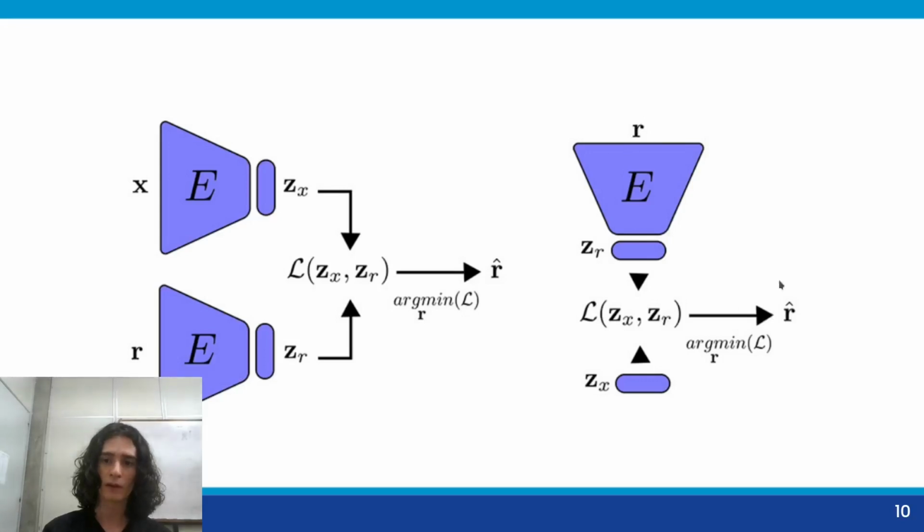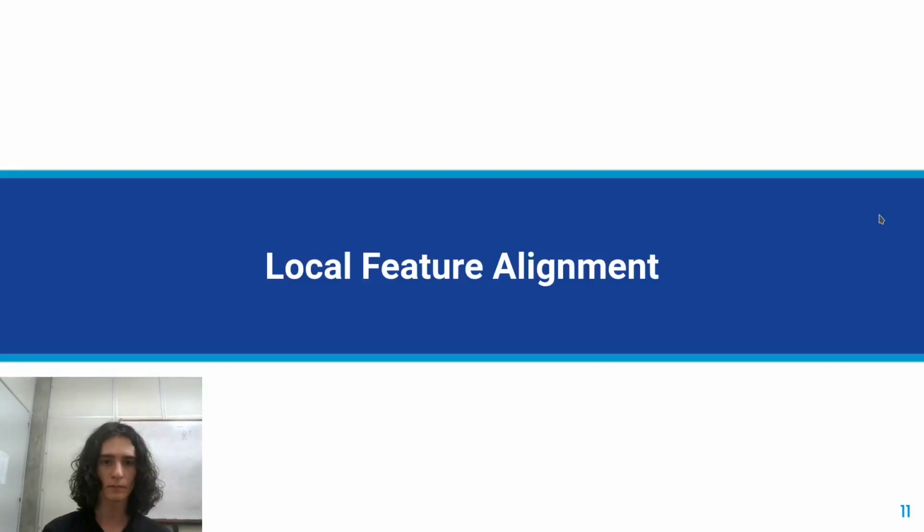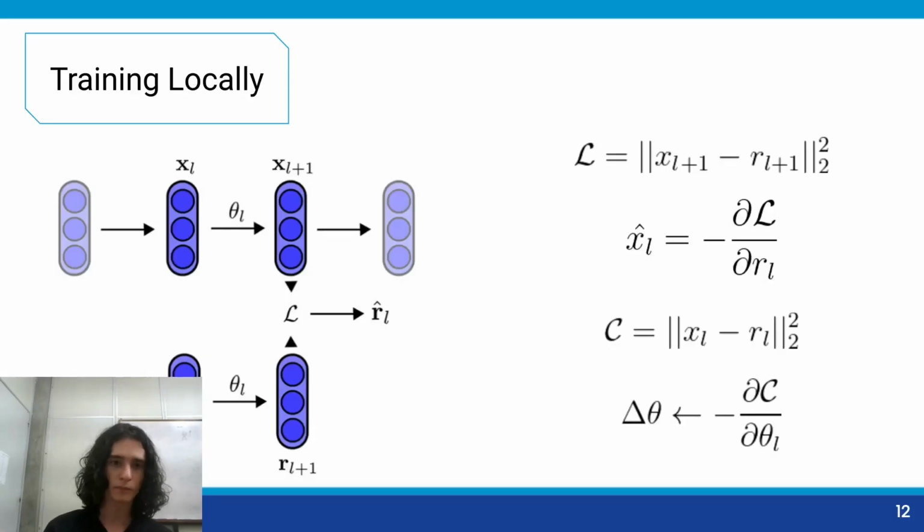And if the network is optimized well enough, this R hat will approximate X. Both will be similar. We can adapt this technique to train networks locally. So we divide the network into parts. For example, you can divide into layers, and you select two layers.